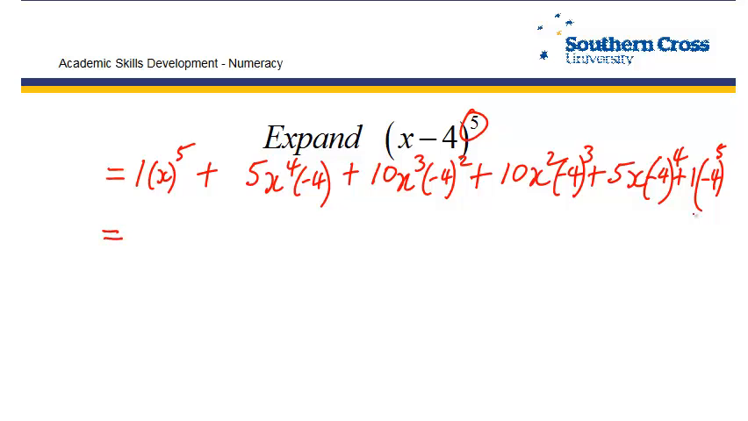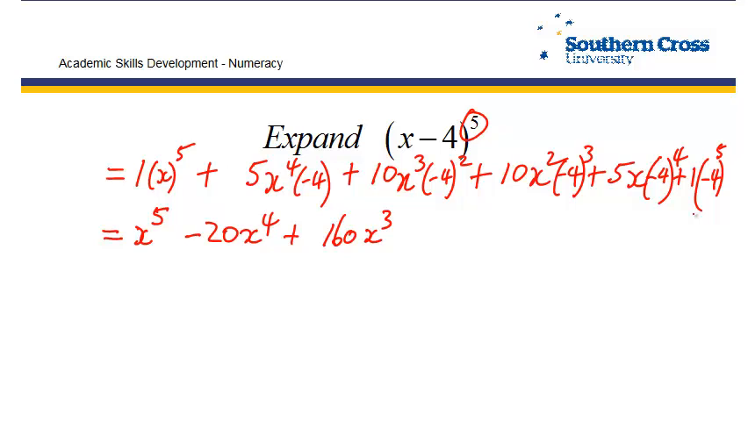One thing you should notice is that the exponents of the two parts should add up to 5. So here, for instance, 3 and 2 add up to 5. The exponent of the negative 4 here is 1, so 1 and 4 makes 5. So this is x to the 5. Now, 5 times negative 4 is negative 20, so it's negative 20, x to the power of 4. Now this time it's negative 4 squared, which is 16 times 10 is 160, and it's positive, x cubed.